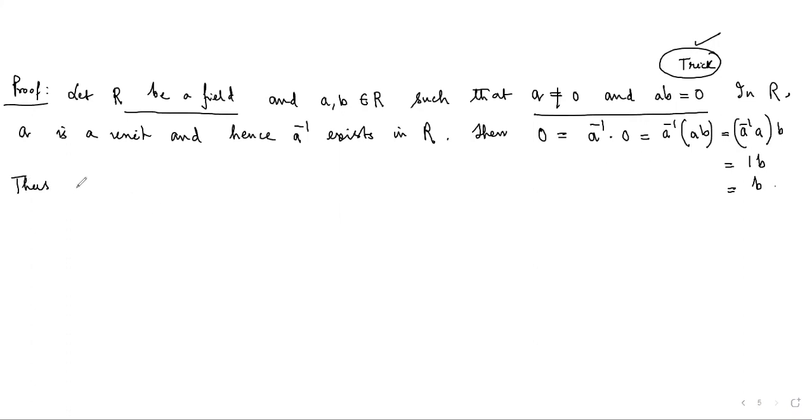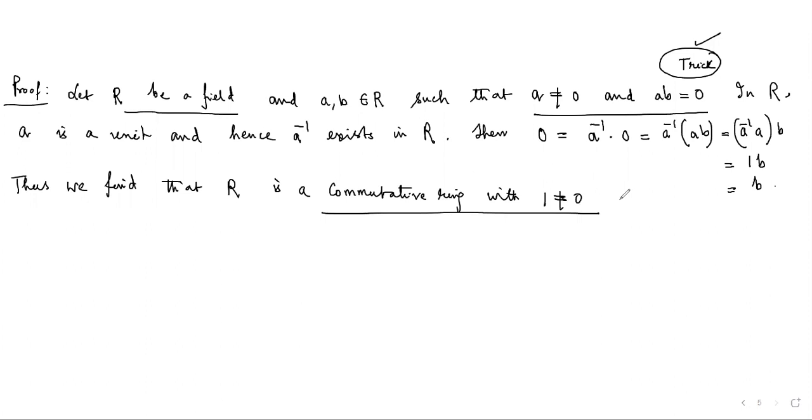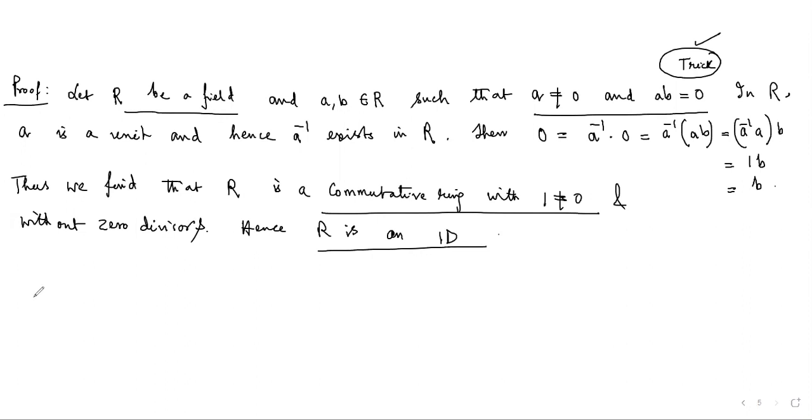Thus, we find that R is a commutative ring with non-zero identity and without zero divisors. Hence, R is an integral domain.